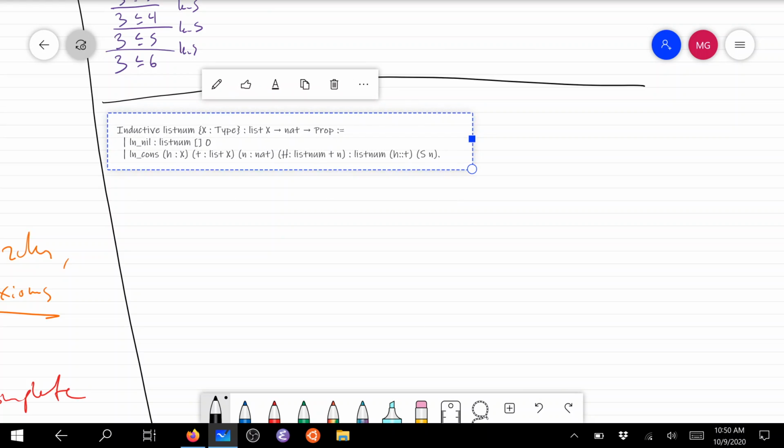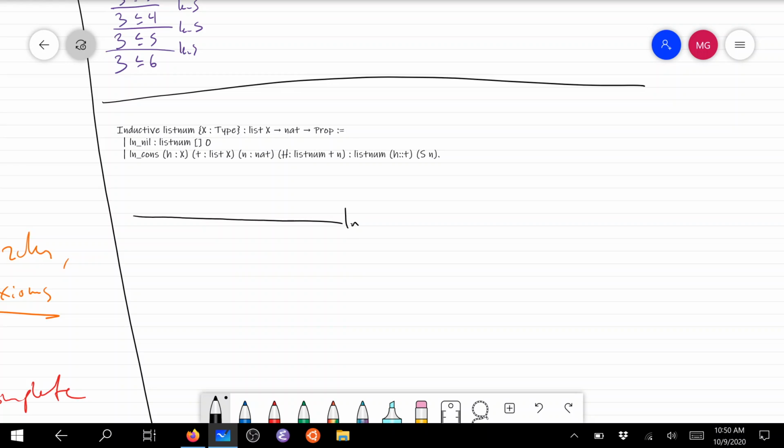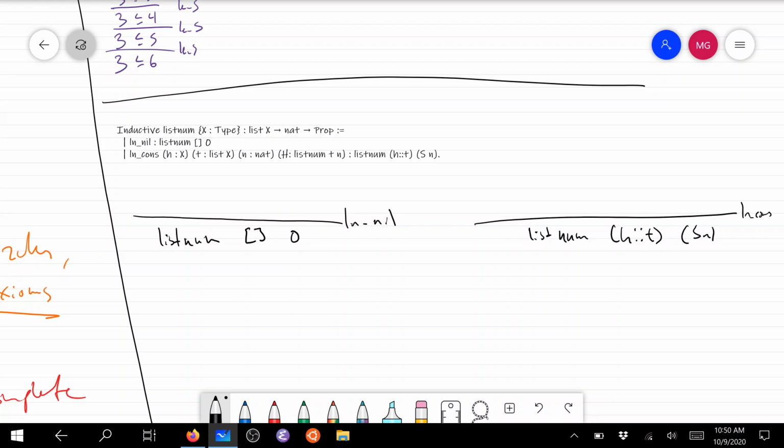We're not going to need that much line. Okay. Here's ln nil, and then here is ln cons. Okay, what do we know? We know list num empty list 0, right? Another axiom. And then over here we know list num head cons tail S of n if we know list num tail n.